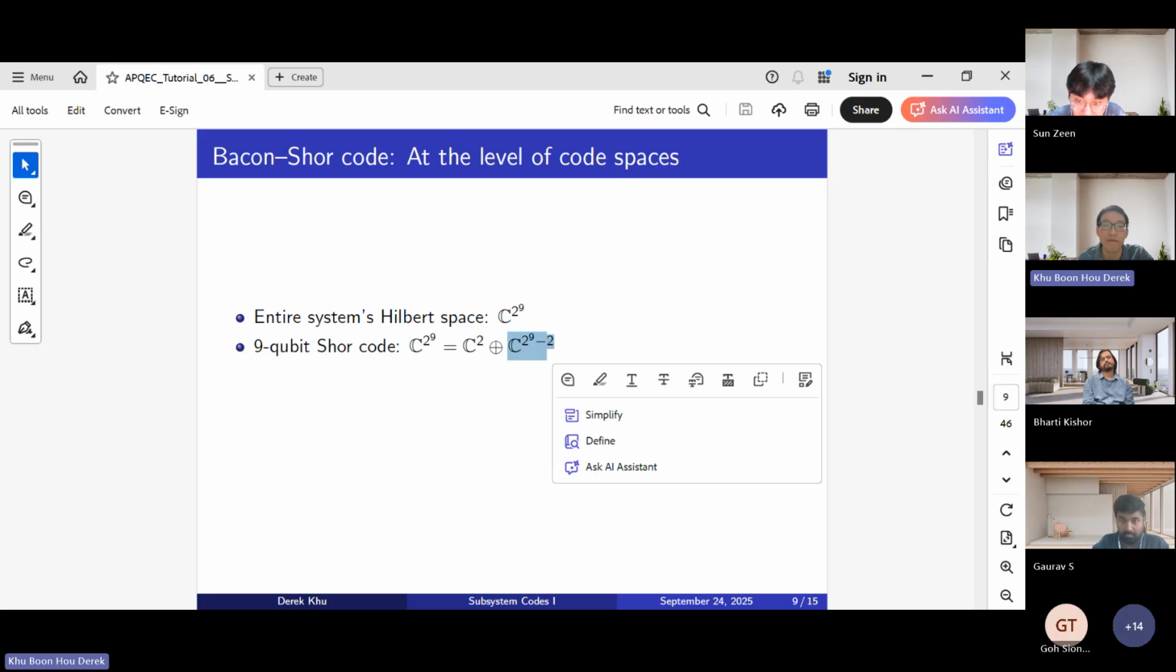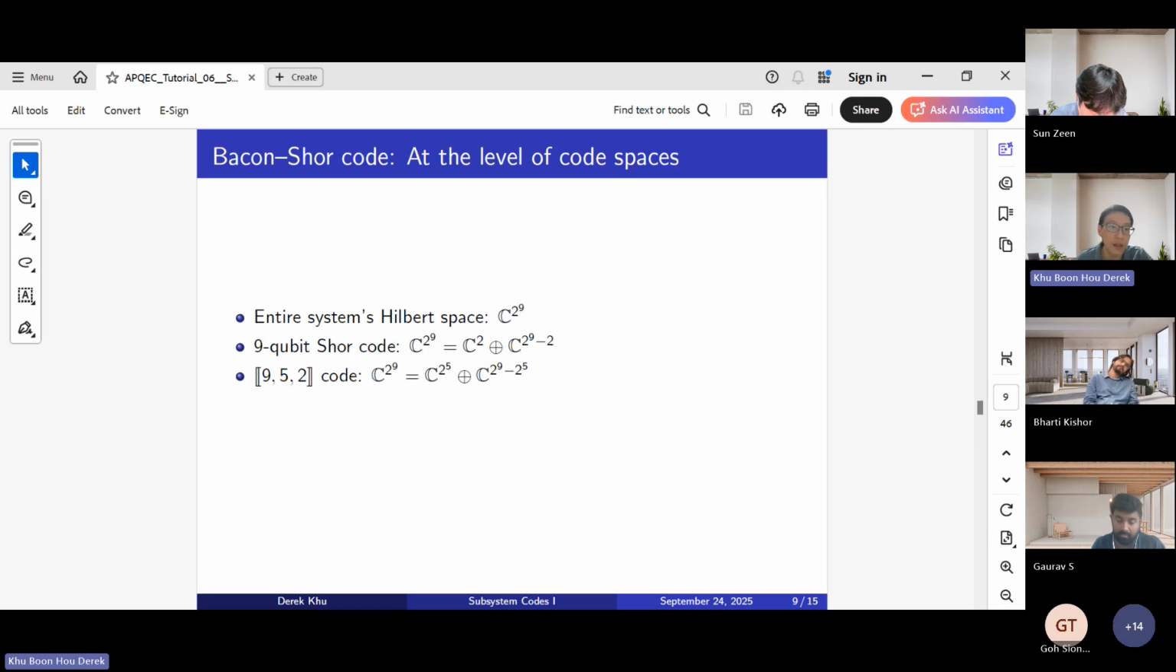So this is kind of like the orthogonal complement, or basically the space that's orthogonal to this C2. And so a stabilizer code would effectively project your code back to this logical subspace. So that's how the 9 qubit Shor code works. And the 9-5-2 code, which is a stabilizer code, has 5 logical qubits. So it's effectively given by this. So the logical space now is of dimension 2 to the 5. And then the rest of the space is dimension 2 to the 9 minus 2 to the 5.